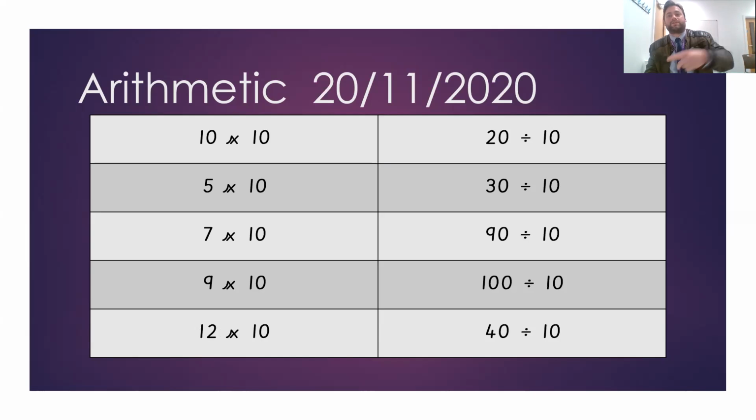And then for the last questions for Friday, it's the 10 times table. So we've got 5 questions on multiplication and then 5 questions on division. So it's 10 times 10, 5 times 10, 7 times 10, 9 times 10, and 12 times 10. And then the division ones are 20 divided by 10, 30 divided by 10, 90 divided by 10, 100 divided by 10, and 40 divided by 10.